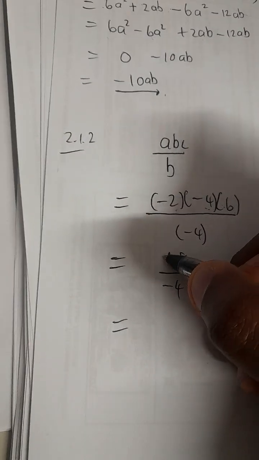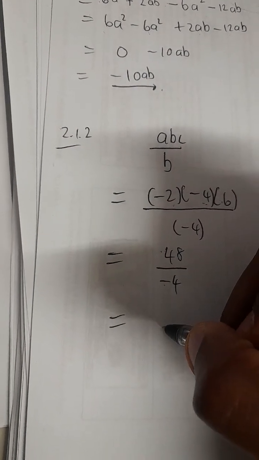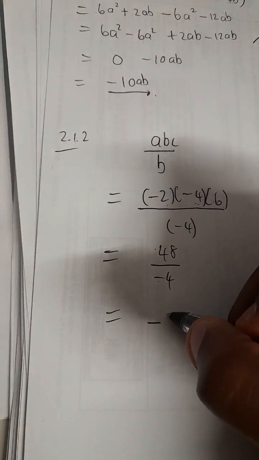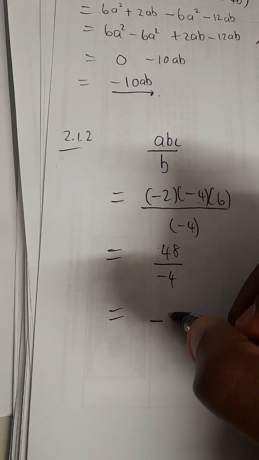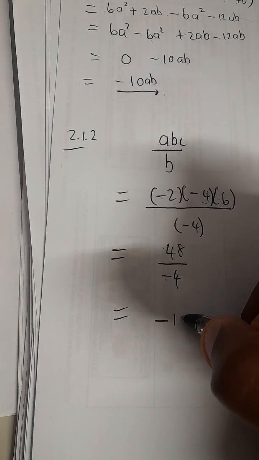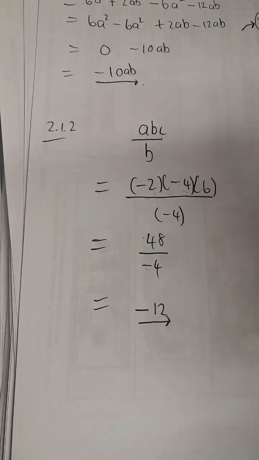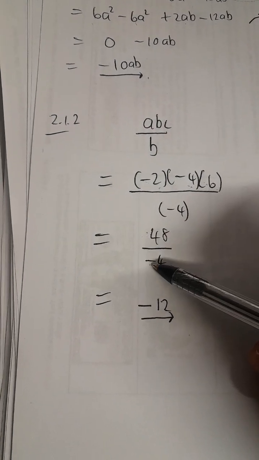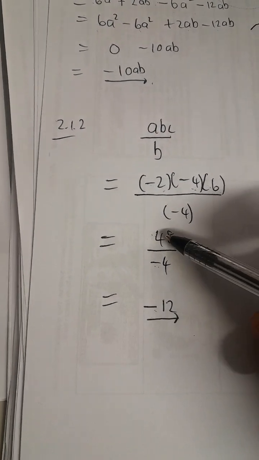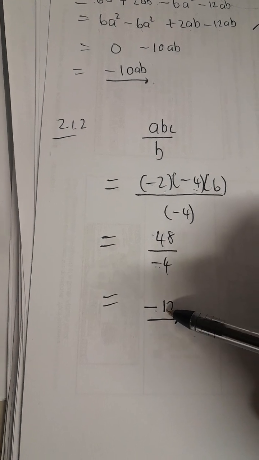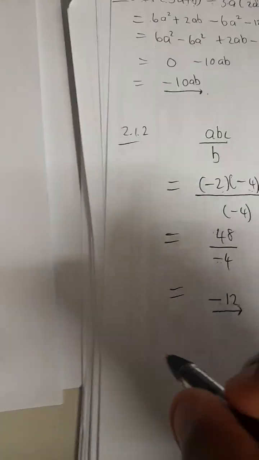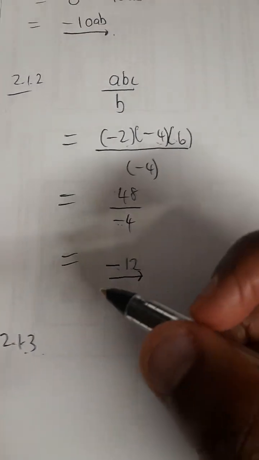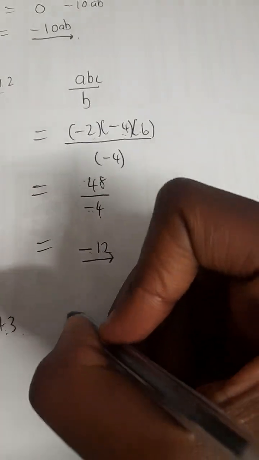Alright? Then positive divided by negative gives us a negative. And then 48 divided by 4 gives us 12. So the answer is negative 12, because a positive divided by a negative gives us a negative. I hope that makes sense. So that's 2.1.2. Then 2.1.3, that was 2 marks and I finished it in under 2 minutes, which is good for time.